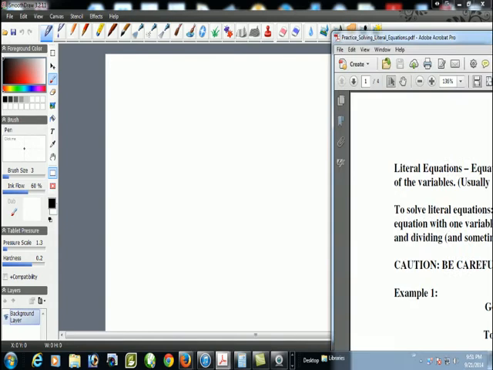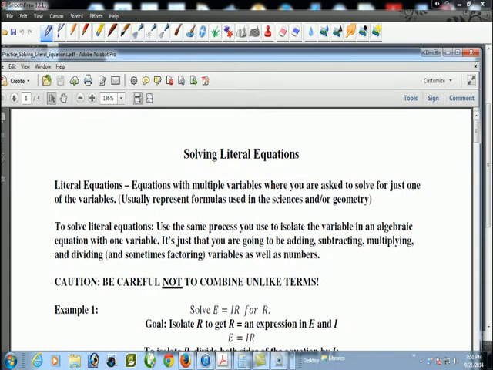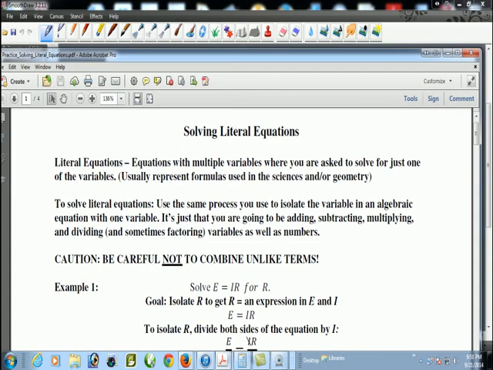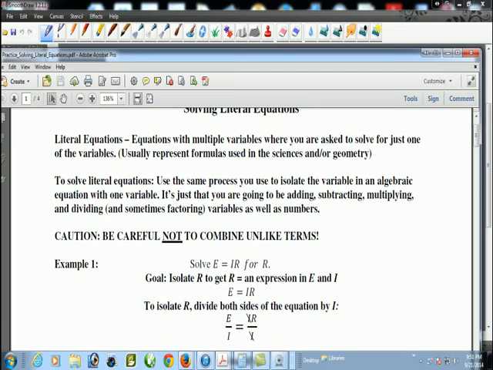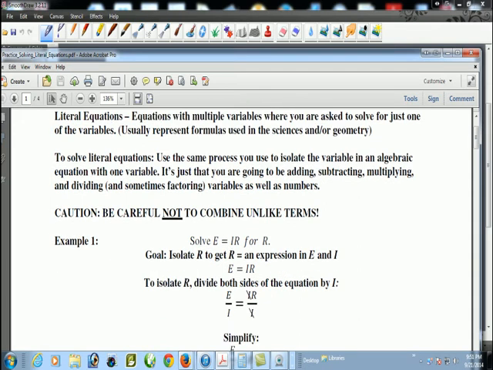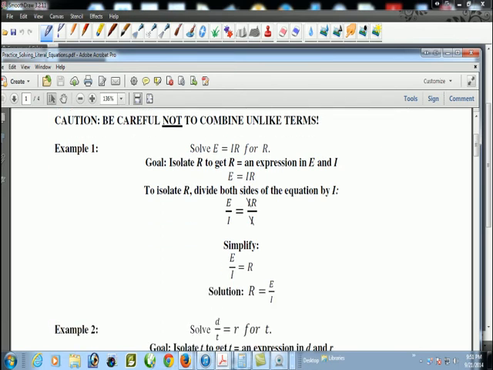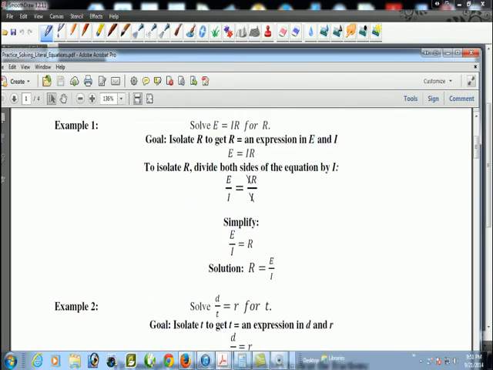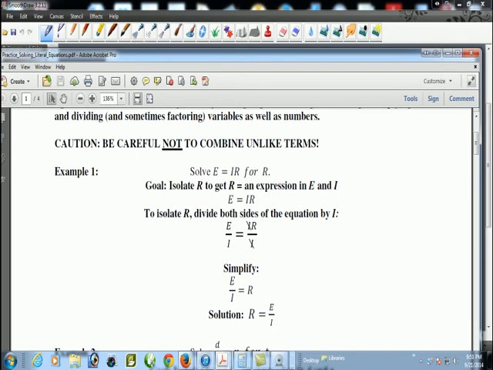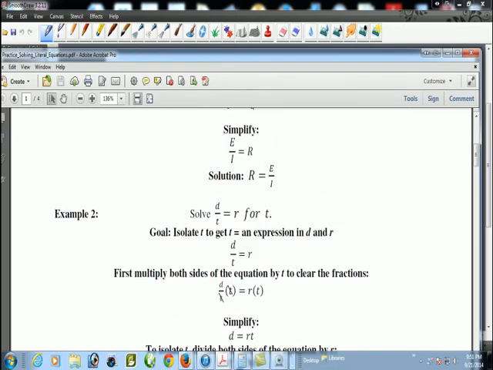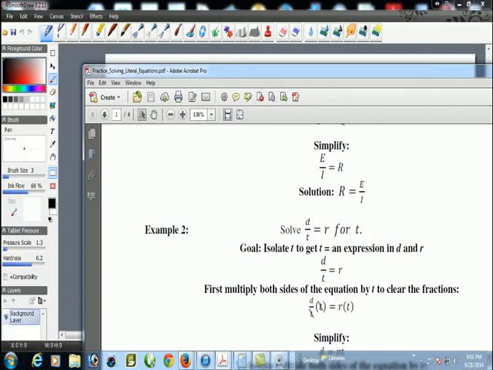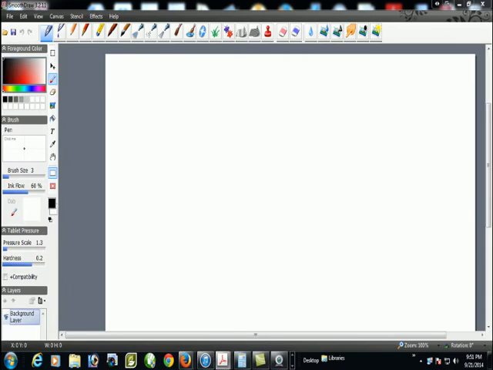If you pull the file from Edmodo, this is what you're going to see first. Solving literal equations. Literal equations are equations with multiple variables where you're asked to solve for just one of the variables. So simply we're just talking about equations with letters. All the same rules apply: multiply, add, divide, and subtract. But the whole idea first is we want to get anything we're looking for by itself on the left hand side. I'm going to try this with the mouse and let's see what happens.